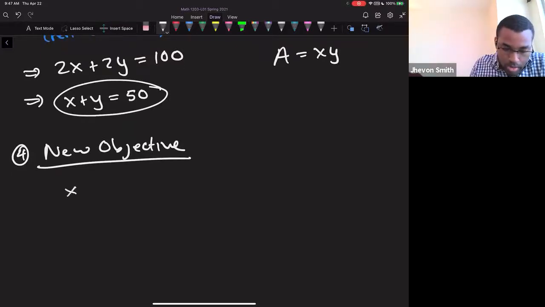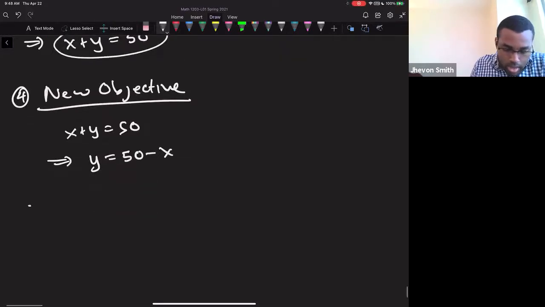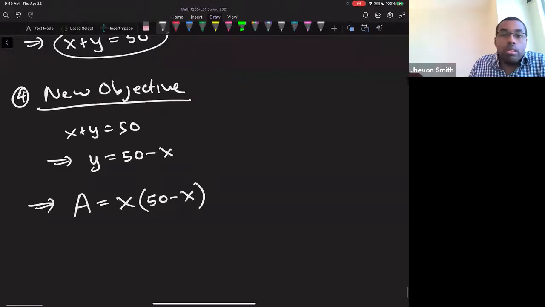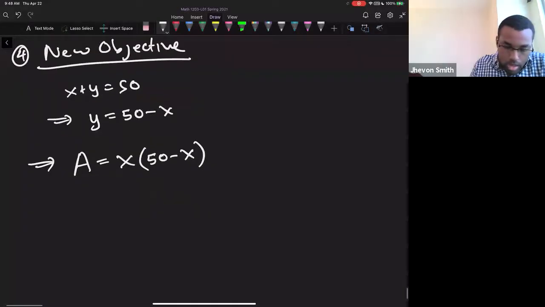So if x plus y equals 50, this means that y equals, let's do x. This means that, let's do y. Y equals 50 minus x. This means our area equals x times 50 minus x. Right? Or in other words, our area is 50x minus x squared. Right? This is your new objective.